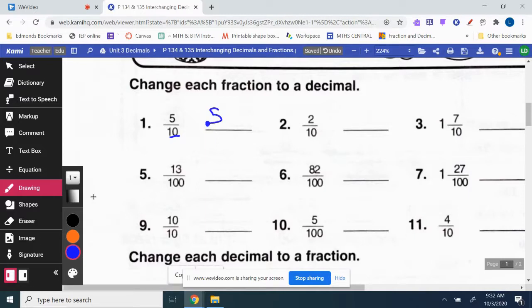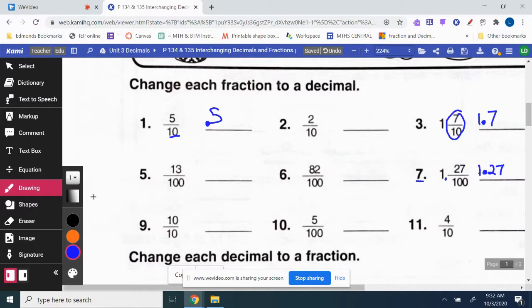Number 3 gives us a mixed number, and don't be afraid of mixed numbers. That just means we put the decimal between the fraction and the whole number. So 1 and then I read this fraction as 7/10. So I know it's like that. Number 7 says 1 and 27/100. So I'm going to go 27.